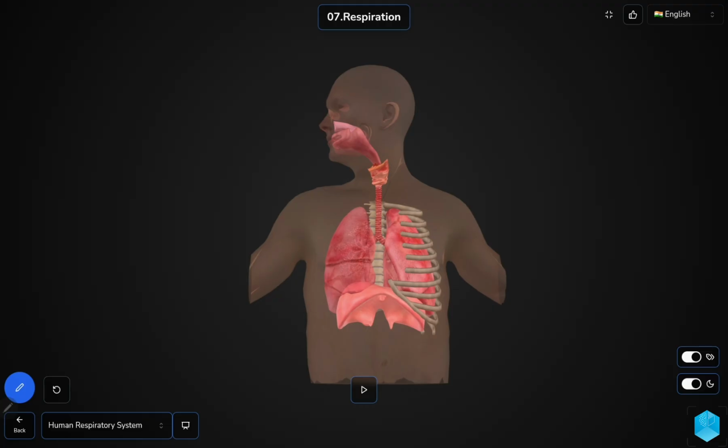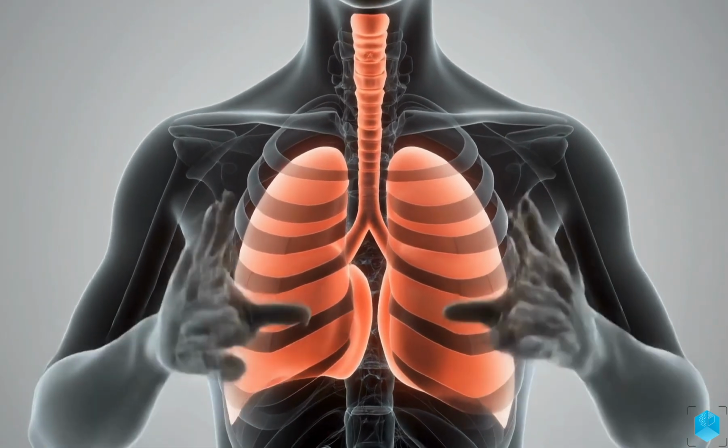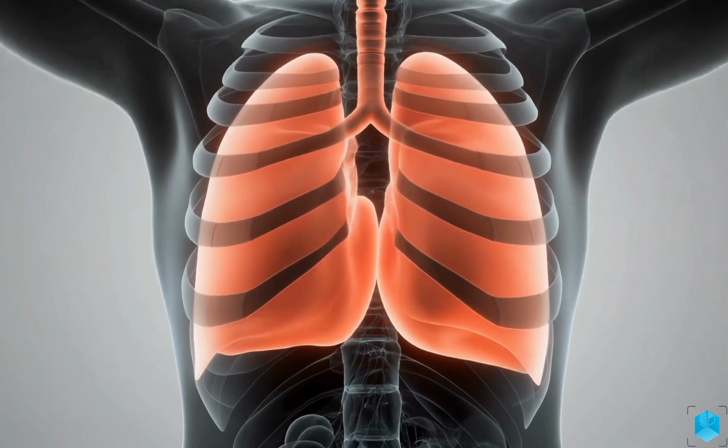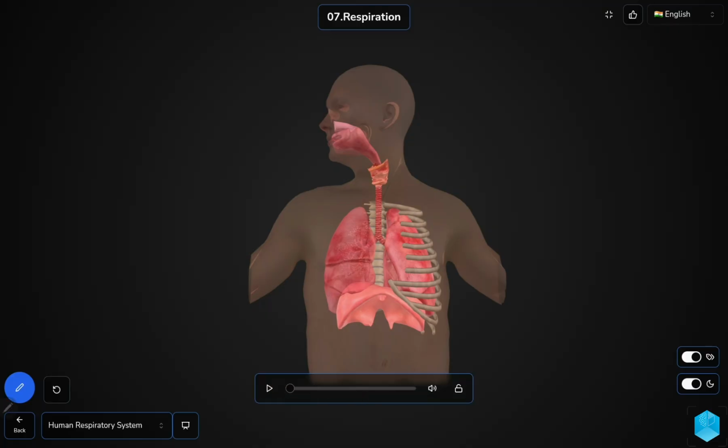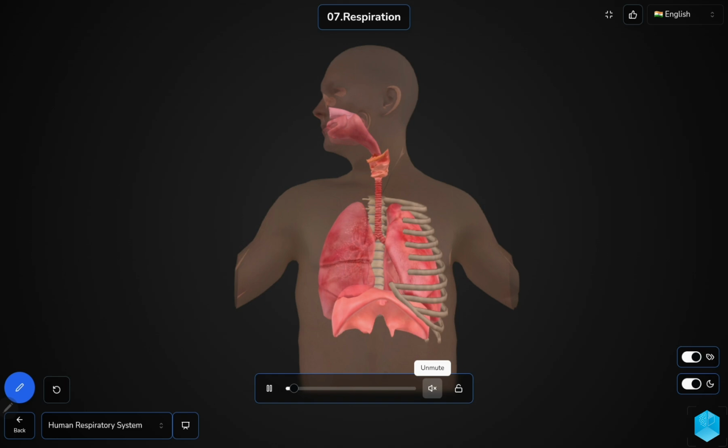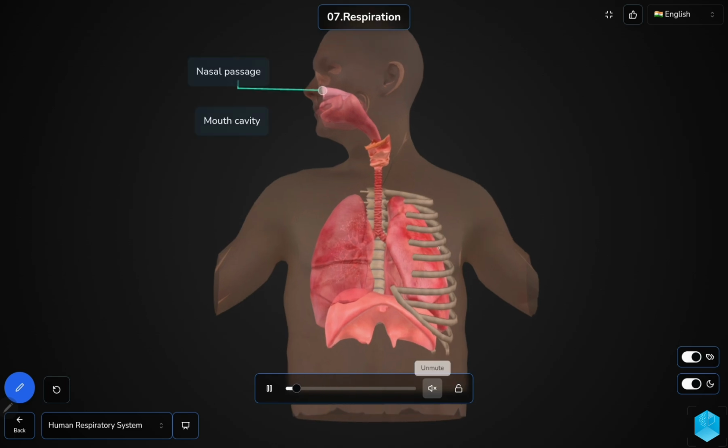Today we are going to study one of the life processes called respiration. Now on the screen you can see the model of the respiratory system of human beings. Let us study the different parts of the respiratory system. Now you can see the respiratory system of human beings.